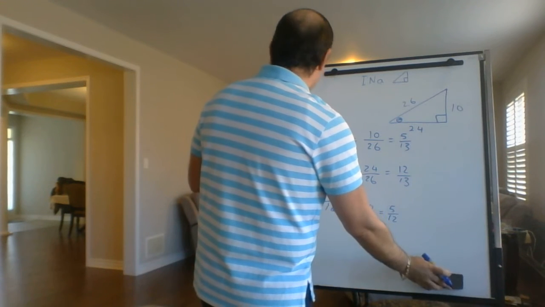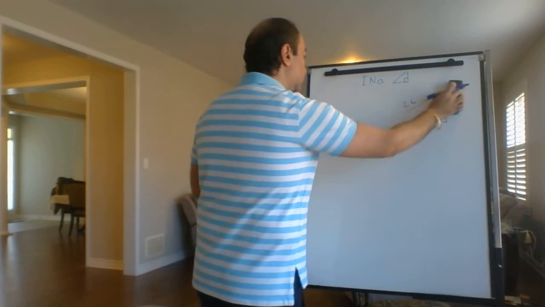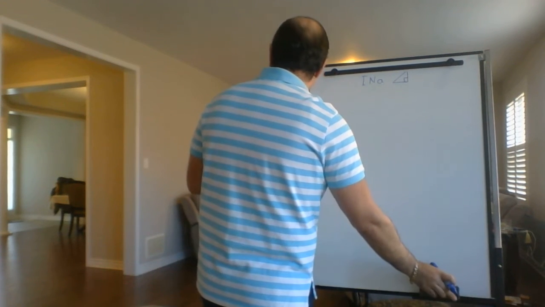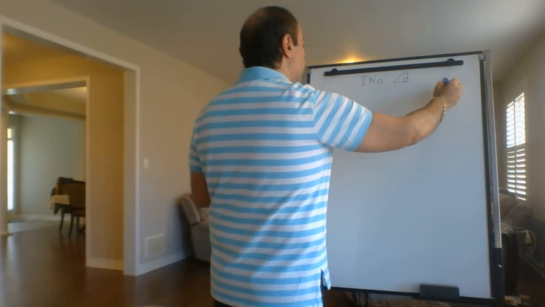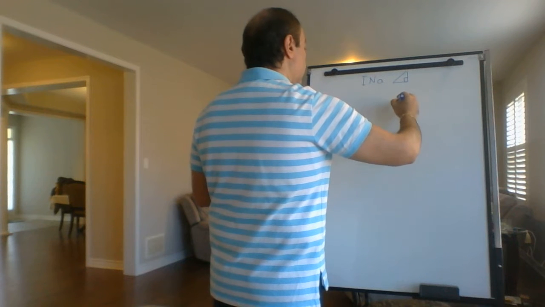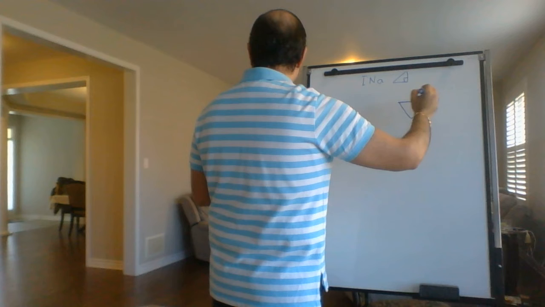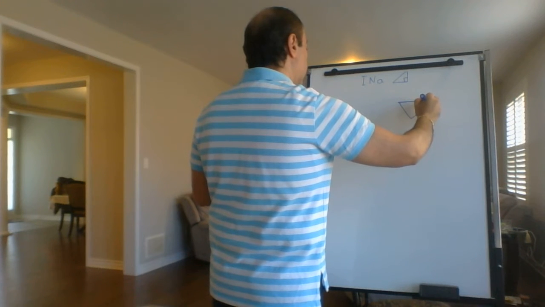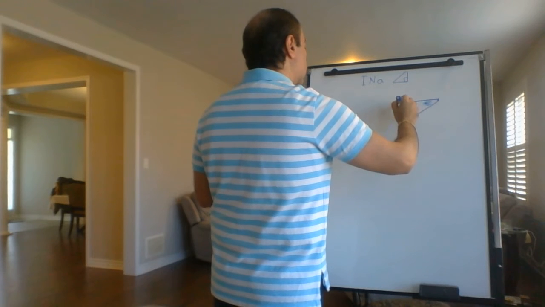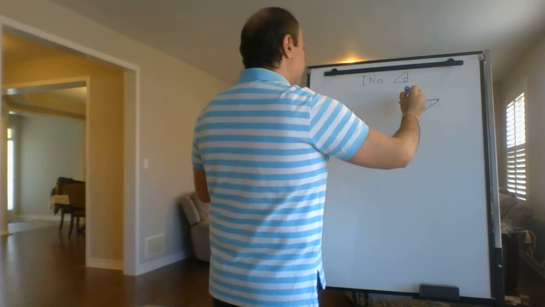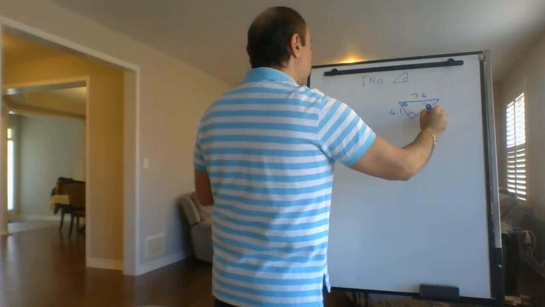Okay, let's do another example. If we have a triangle that looks like this, and this is angle theta, this is a 90 degree, and this is 7.6, this is 4.1, this is 6.4.